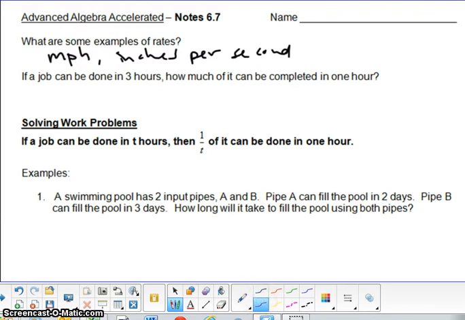And the second thing before we begin the word problems is if a job can be done in 3 hours, how much of the job can be completed in 1 hour? So we would say a third of the job. Keep that in mind when we do this first problem. If a job can be done in T hours, then 1 over T of it can be done in 1 hour. So that's in general what I just asked for, the 1/3.